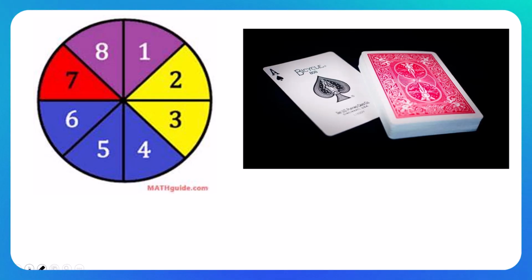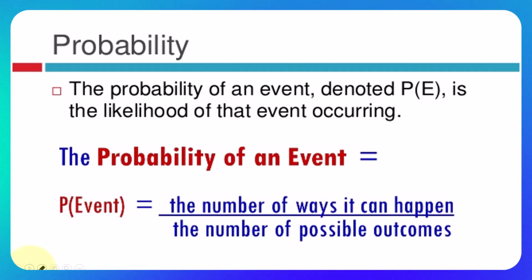Picking cards, you can choose by suit. You can choose by the value of the card. Ace, 1, 2, 3, 4, 5, 6, 7, 8, 9, 10. Jack, Queen, King, so forth. So different ways to look at probability.